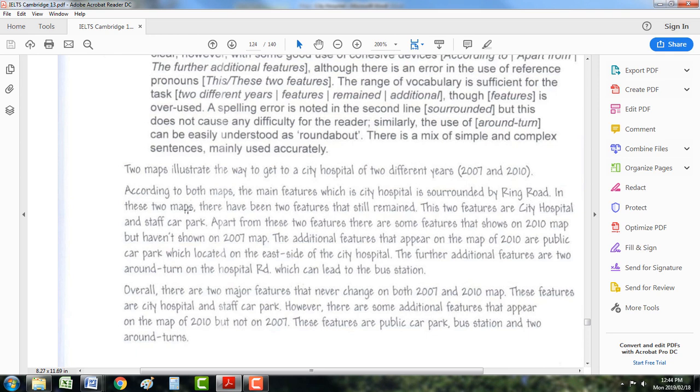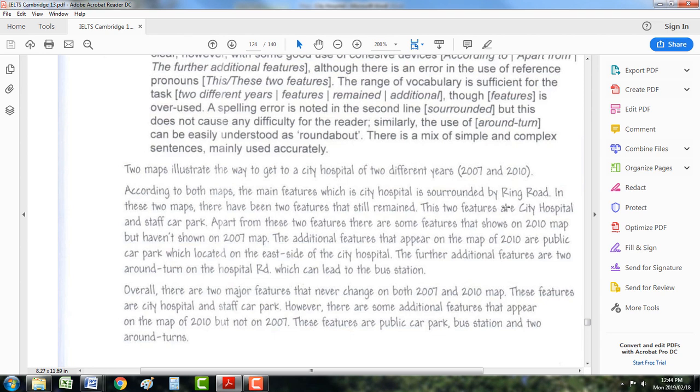In these two maps, again, that's not necessary, said it before. There have been 2 features that still remained. My goodness, why is there have been? That's wrong. You just want there was, there were. You don't need this have been present perfect thing. This 2 features, now really you should get that right, because that is obviously a plural. That should be these 2 features, and that's good if you can do it.